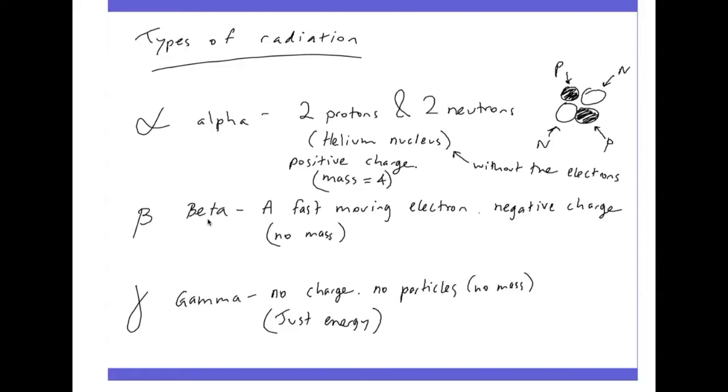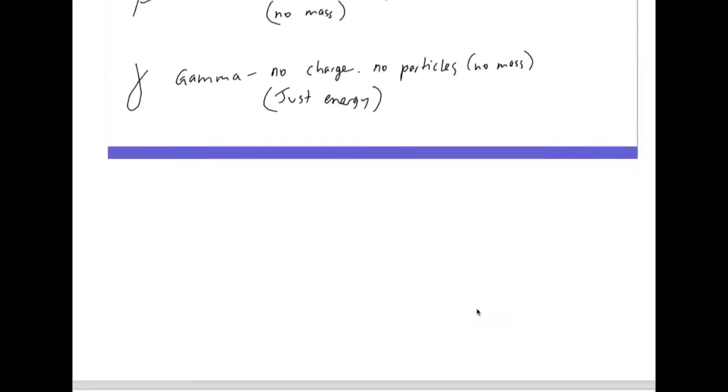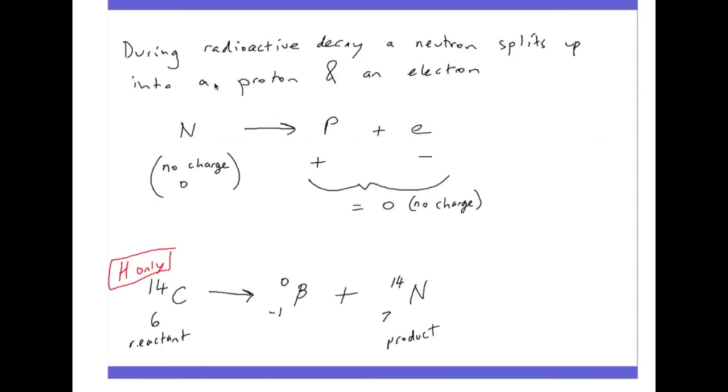A beta particle is basically like a fast moving electron. It's got a negative charge, it's got no mass. I'll get to that in a little bit. And a gamma has got no charge and it's got no particles, so it's just pure energy. Gamma, remember, is an electromagnetic wave, so it's just like a wave. Right, so let's get down to splitting up the nucleuses.